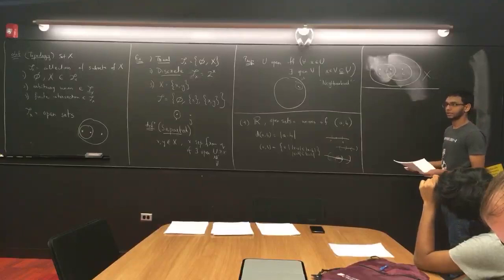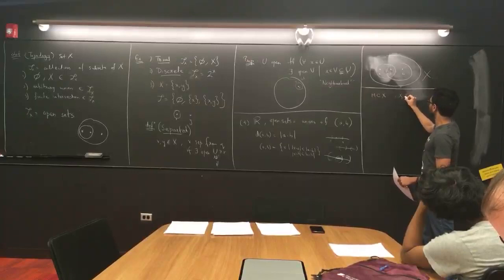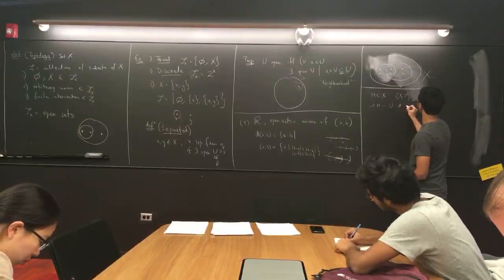The next definition is, let's say you have a subset of your topological space with topology T. You can define something called the interior of this subset as the union of all open sets U contained in M.